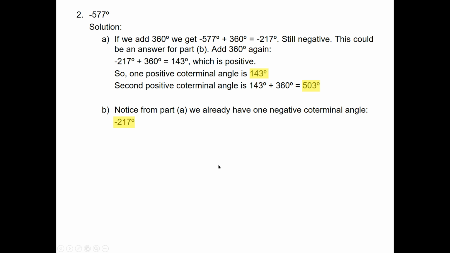Now to get another one, I can subtract 360 from the original negative 577. Now if you subtract it from the negative 217, you're back to negative 577. So negative 577 minus 360 degrees, I get negative 937 degrees. So there are two negative coterminal angles.